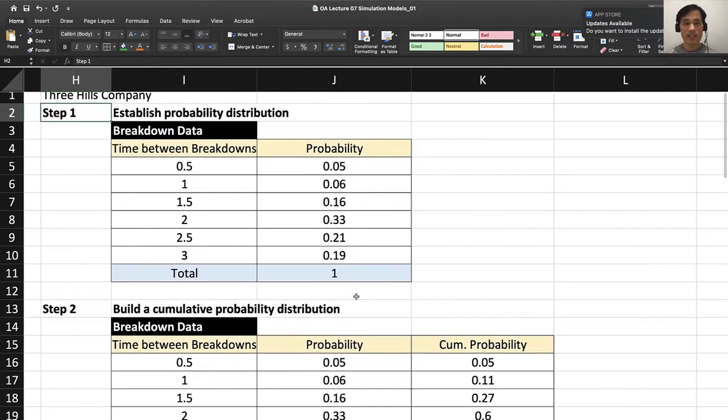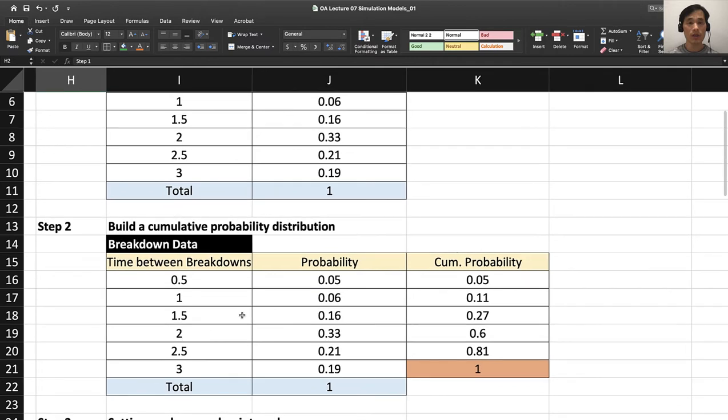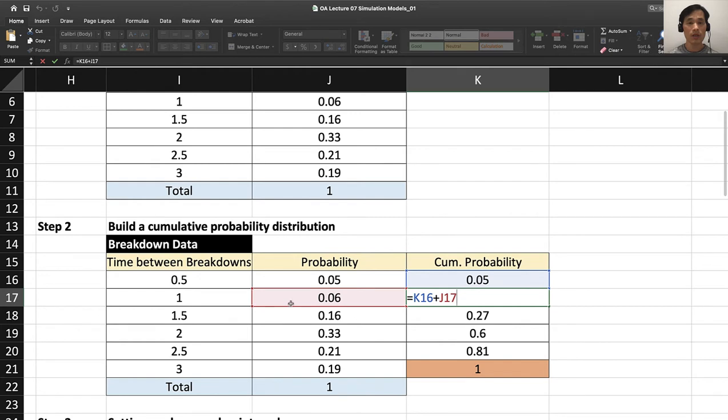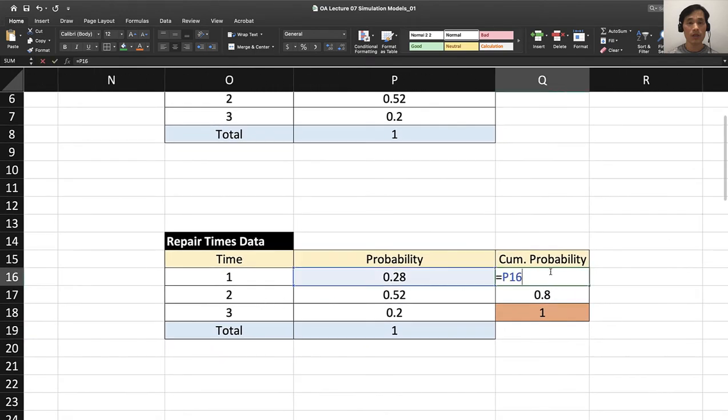Now for the second step, build a cumulative probability distribution. To do this, we just add one more column, cumulative probability. The first class is 0.05. The second class is 0.05 plus the corresponding probability. If you do the same for the rest of the cells, then you will get the cumulative probability. And the same for repair times data. I did that here. So 28%, and 52% plus 28% gives you 80%, and then add the 20%, then 100%.